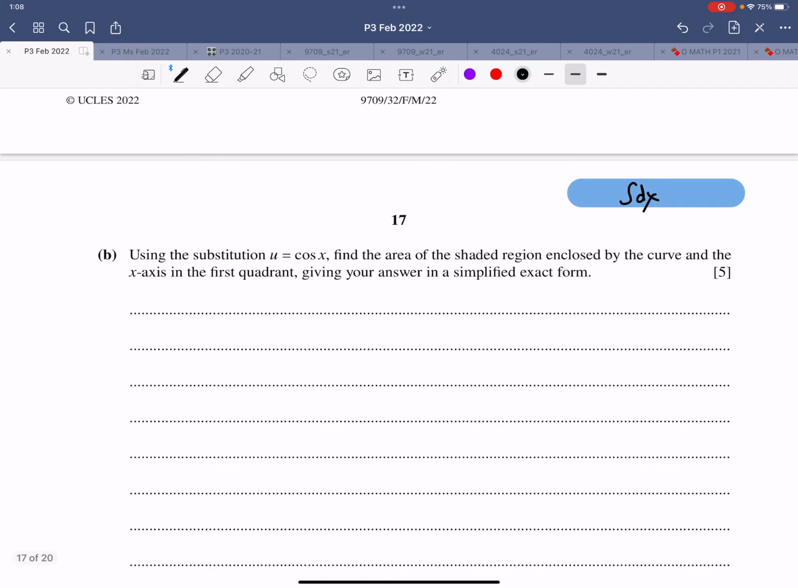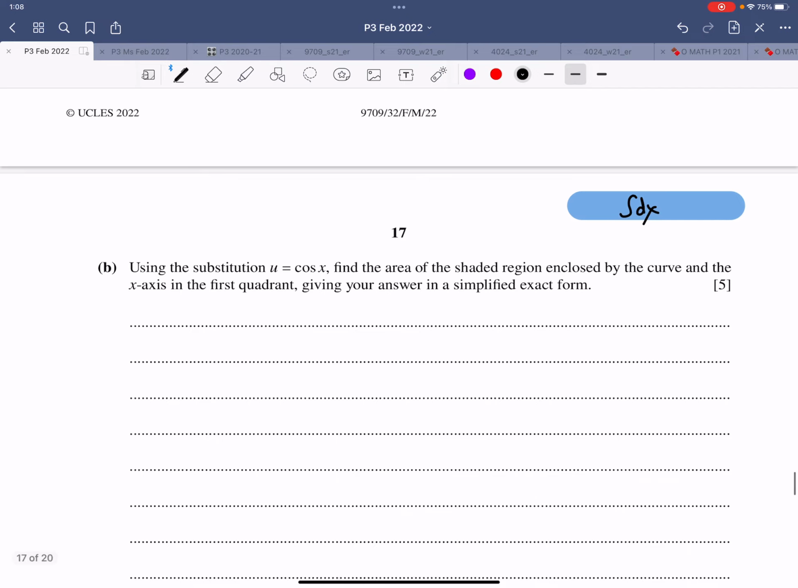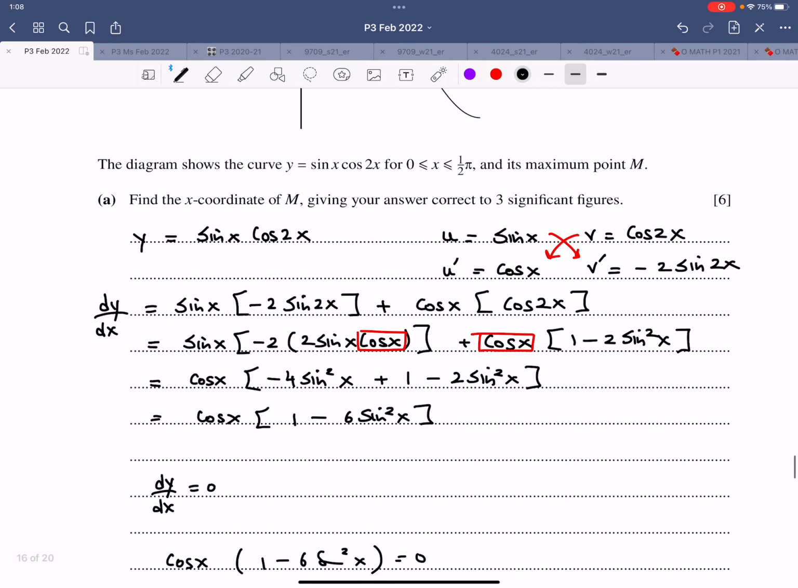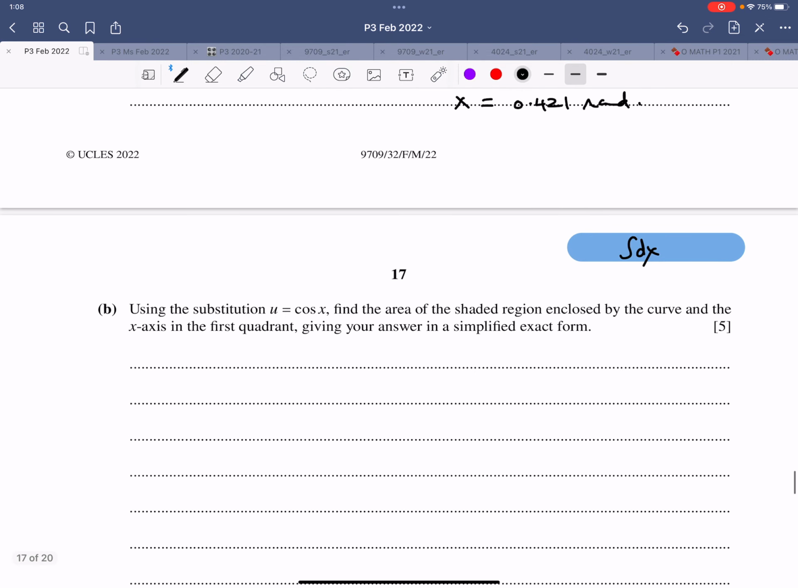Find the area of the shaded region enclosed by the curve and the x-axis in the first quadrant. So you have this equation, y equals sine x cosine 2x. Now first of all y equals 0, therefore sine x cosine 2x equals 0. Sine x equals 0, therefore x is 0, or x is pi, and so on, but reject this.